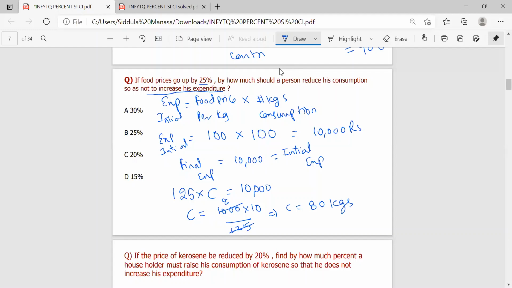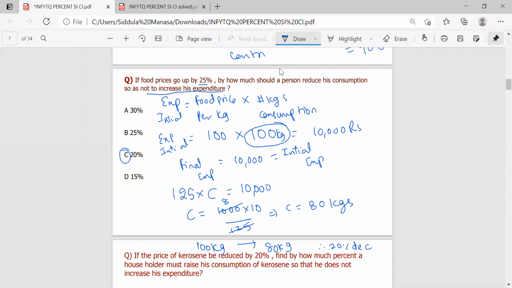So what is your initial consumption? Your initial consumption is 100 kgs. So because the price increased by 25% per kg, your consumption has reached what? 80 kg. That indicates a 20% decrement in the consumption. So a 20% decrease in the consumption.